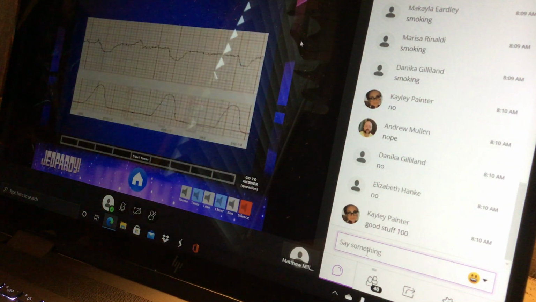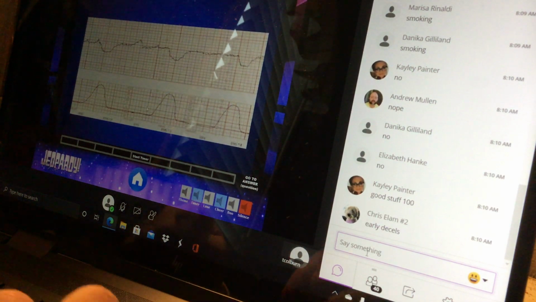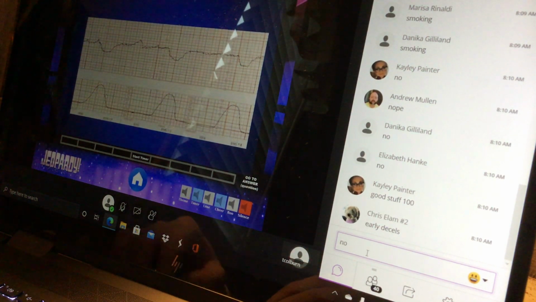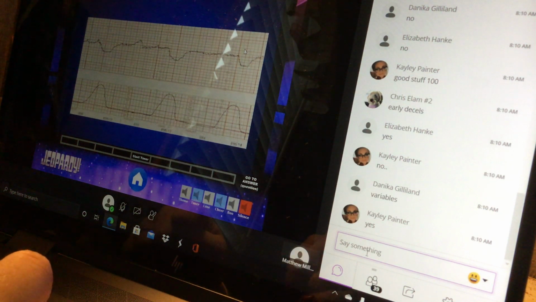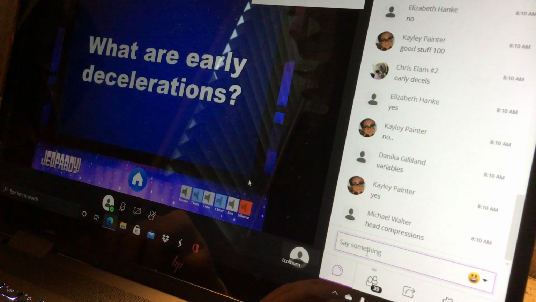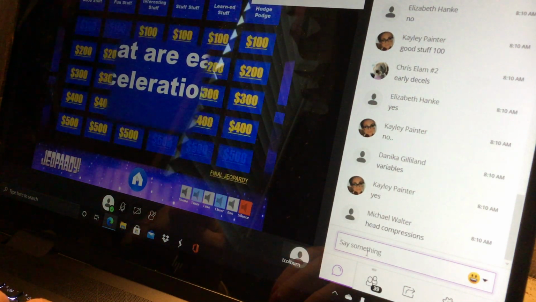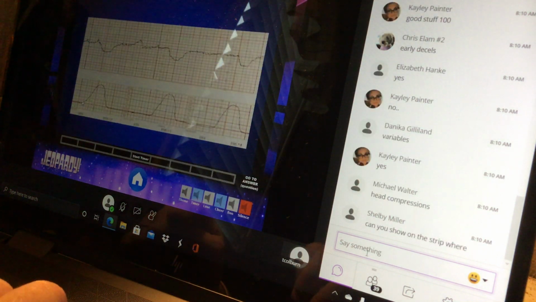Ooh, it's a picture question. What is this? What is it showing? Early decels, Chris says. Everybody agree? Early decels? Does it look like it's mirroring? So what causes early decels? Head compression, good. So remember, head compression causes early decelerations. So think about the veal chop. Let's see, we can go back to that one real quick.